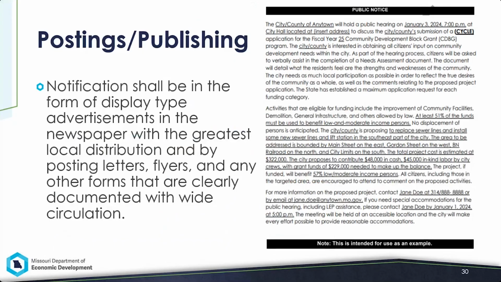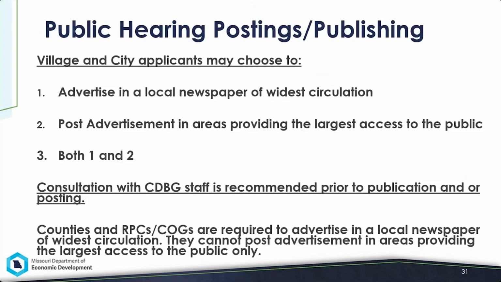And for publishing and postings, you can advertise these in the local newspaper of the widest circulation. You can post advertisements in areas providing the largest access to public input, or you can do both, 1 and 2. A consultation with CDBG staff is recommended prior to the publication and posting, just to ensure that all details are included within the postings. Counties and RPCs and COGs are required to advertise in the local newspaper of the widest circulation. They can also advertise on social media, just anything to get the most input from citizens.